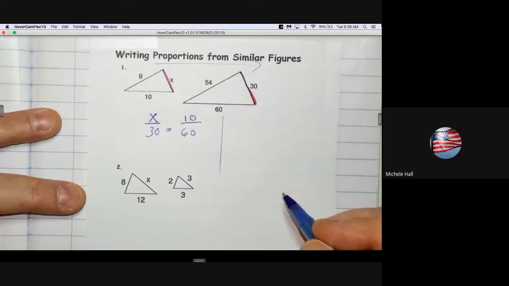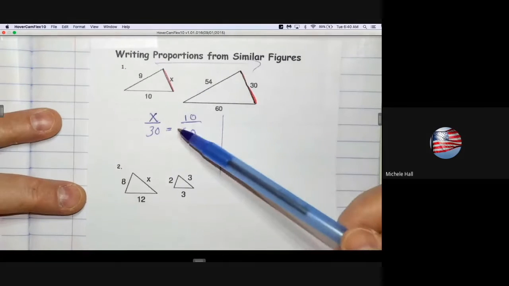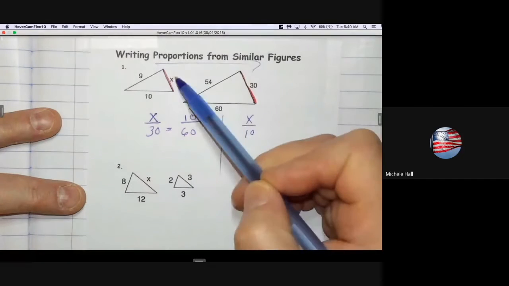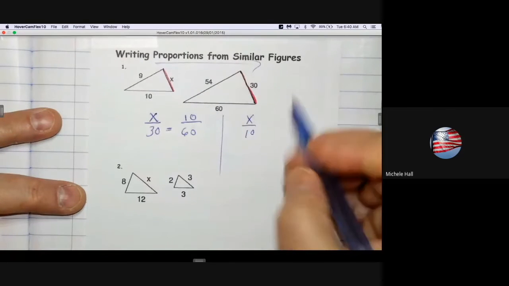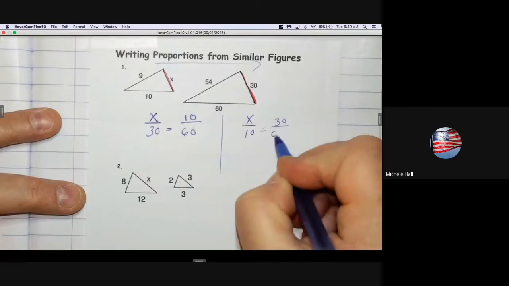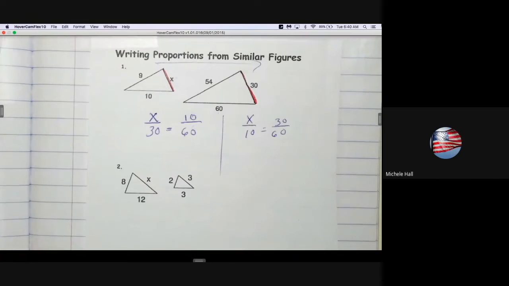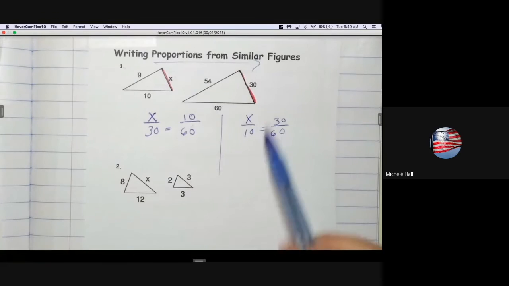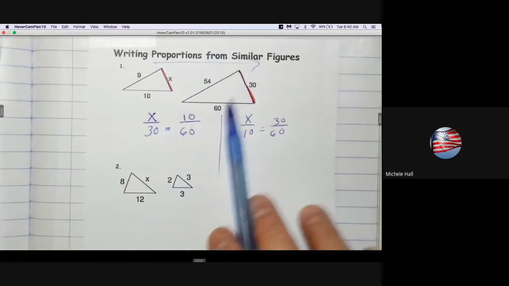Another way to set it up is I could have said that X is to 10, right is to bottom as right is to bottom, 30 is to 60. So there are different ways to set up these proportions. You just need to make sure you're going in the same direction. On the first one, I went from left to right. On the second one, I went from right to bottom, right to bottom.